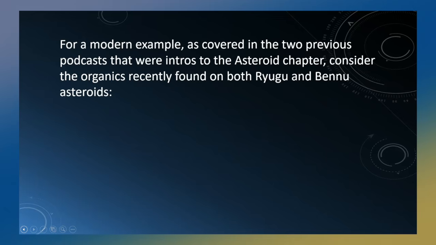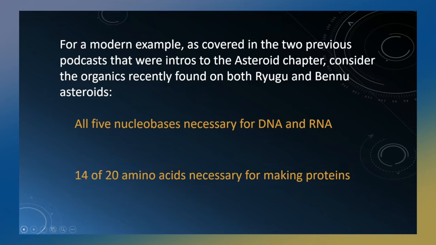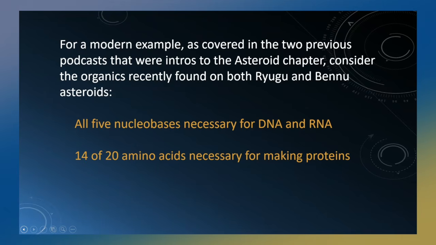So for a modern example, as covered in the 2 previous podcasts that were intros to the asteroid chapter, consider the organics recently found on both the Ryugu and Bennu asteroids. Kevin's going to cover right now in this podcast the all 5 nucleobases necessary for DNA and RNA found on Ryugu and Bennu. And then the next podcast will cover 14 of the 20 amino acids necessary for making proteins, as well as the bacillus bacteria that was found on Ryugu as a culturable bacteria.